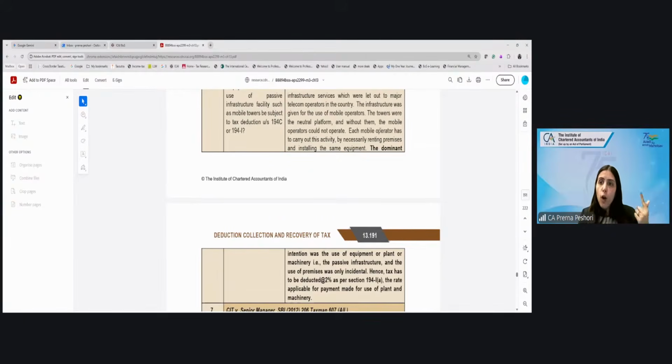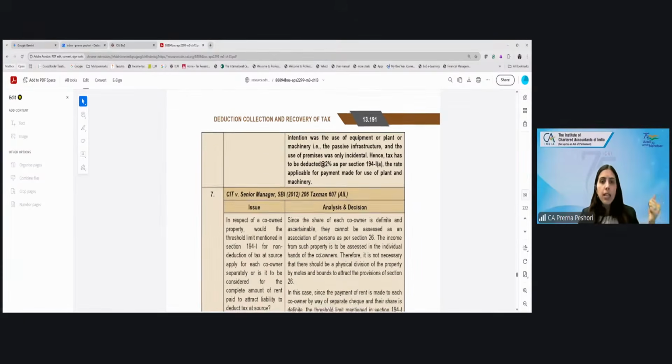Even under 194I, whether there will be TDS for the use of equipment or for the use of the premises. So whether TDS will be 10% or 2%. The court has held that the TDS will be 2% because the payment is essentially in the character of use of the equipment. Even though it is installed in premises, the use of premises is incidental, so therefore the TDS will be at the rate of 2%.